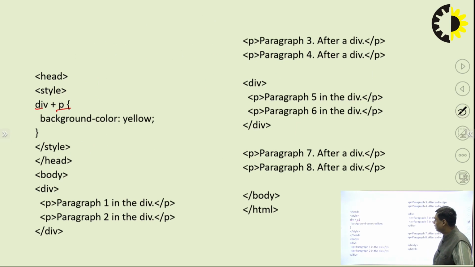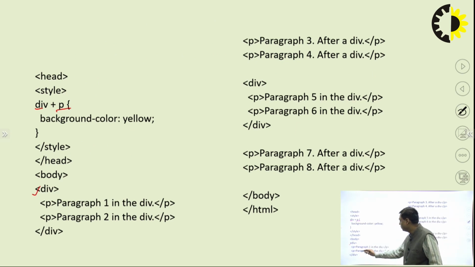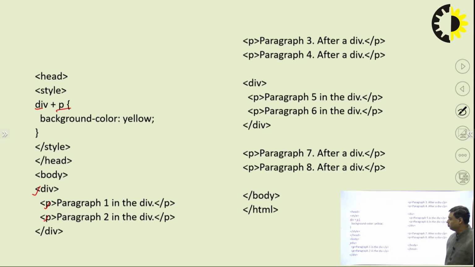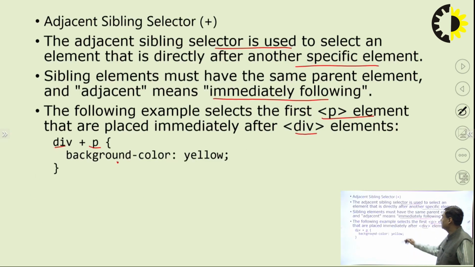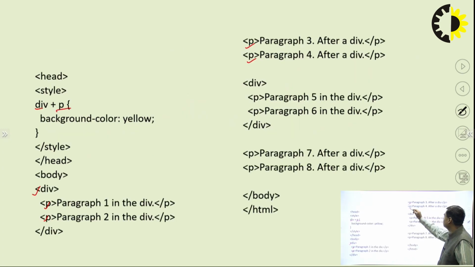So we have the div element here and we have the P element, again we have the P element here, but these two P elements are children of the div element. But this P element is a sibling of the div element. This P element is also a sibling of the div element. But here we are looking for only adjacent, that is immediately following. So it has the effect on only this first element, which is the sibling of the div element.